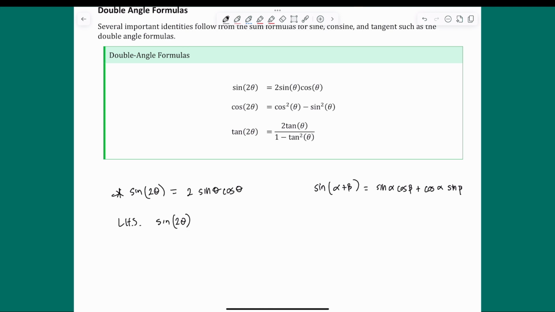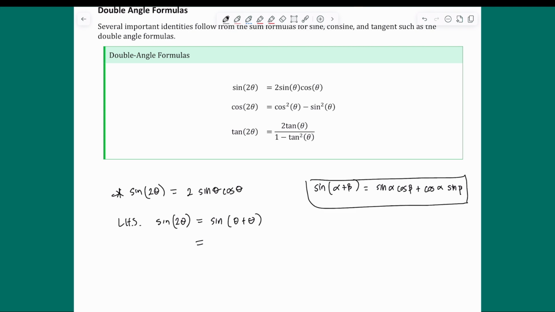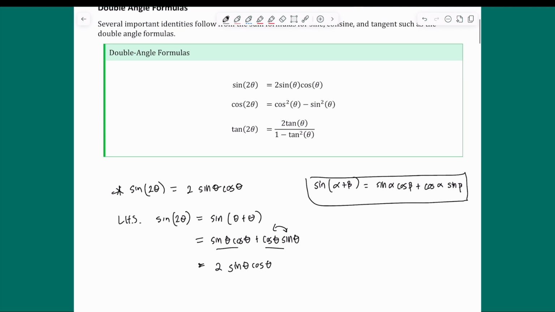Sine of 2 theta can be written as sine of theta plus theta, right? So that's a sum. Using the sum angle formula here, we know that's going to be sine of theta cosine of theta plus cosine of theta sine of theta. But of course, these are the same two terms, you would swap them and they're like terms. So how many do we have? We have 2 sine theta cosine theta. That's exactly the right hand side, and we just verified that identity.